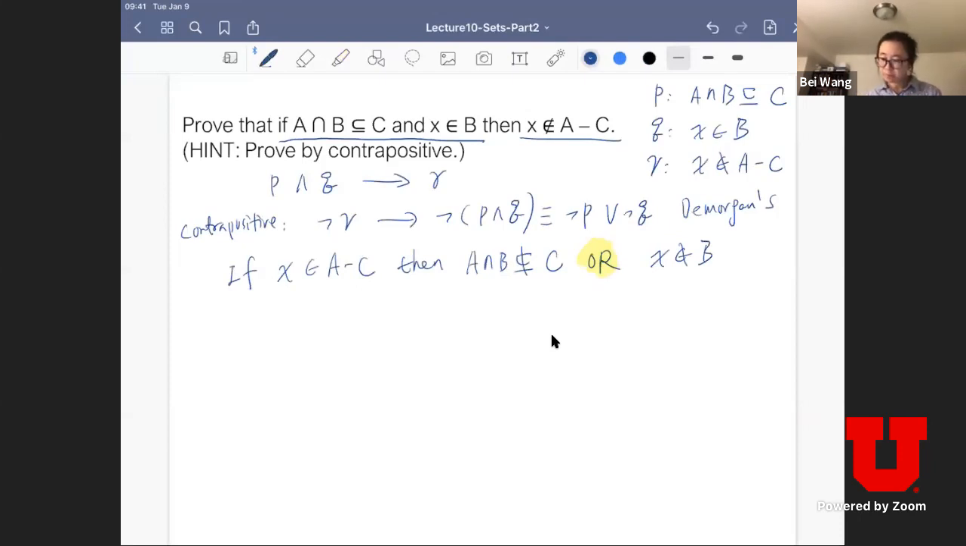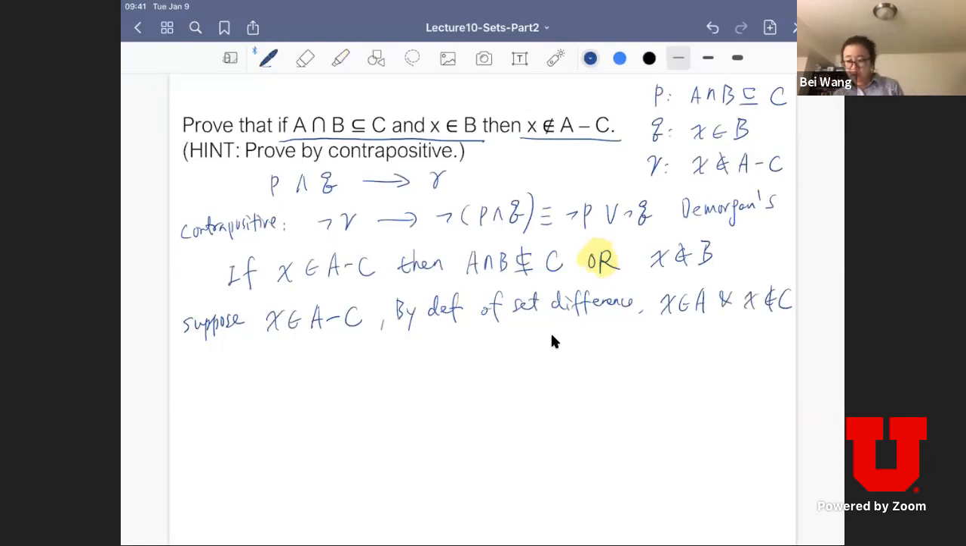All right. So if we want to prove the contrapositive, let's use the hypothesis first. So suppose X is an element of A minus C. So this is using the hypothesis of the contrapositive statement. Then by definition of set difference, X is in A and X is not in C, okay? Then now we have two cases.